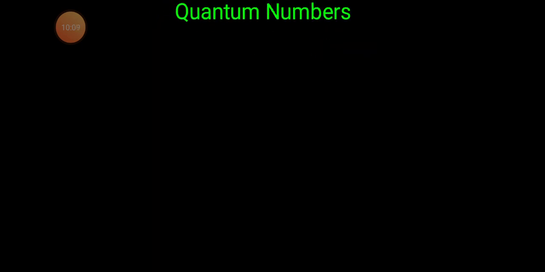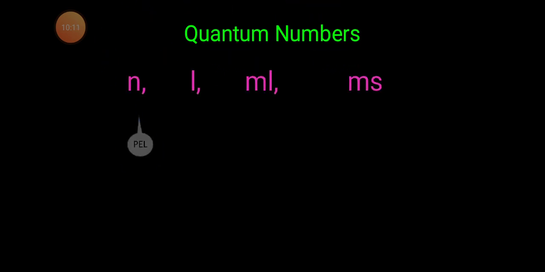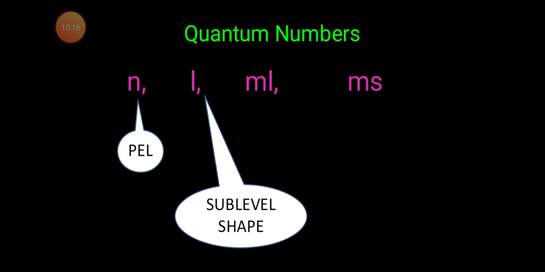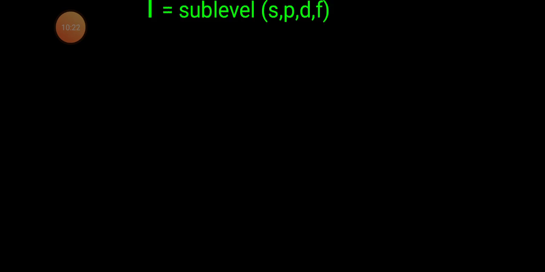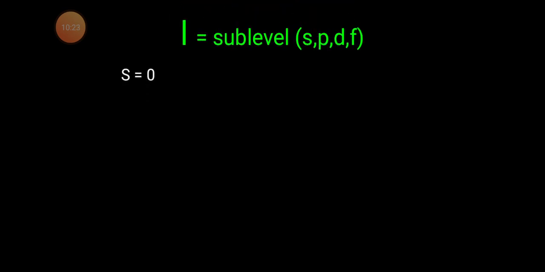This is the last summary part of the quantum numbers. There are four quantum numbers. N decides the principal energy level, PEL. L is the sublevel, that is the shape of the orbital. M is the orbital, and the fourth is spin. So L value for the subshell: S is equal to 0, P is equal to 1, D is equal to 2, and F is equal to 3.